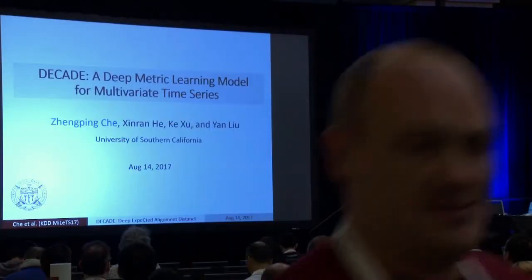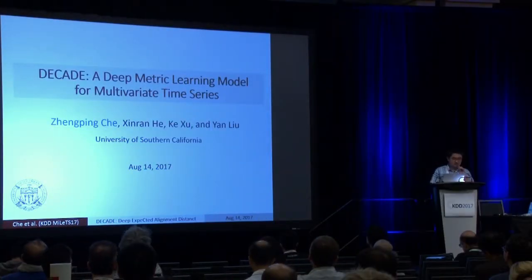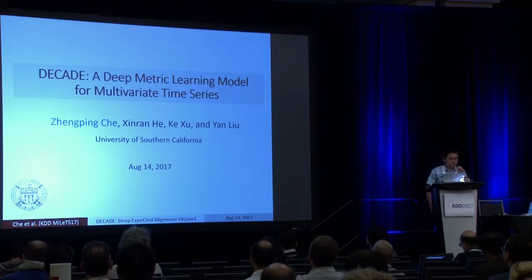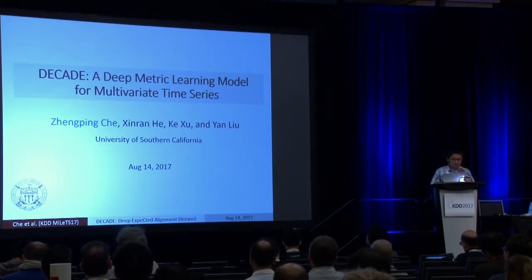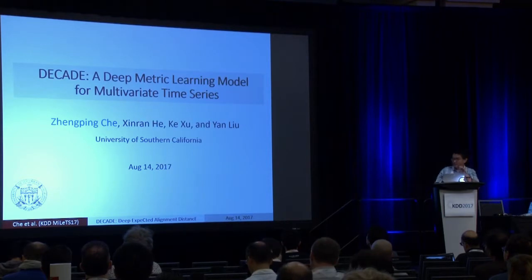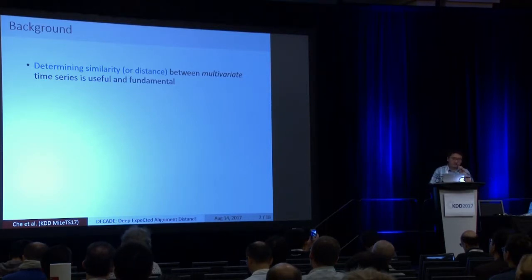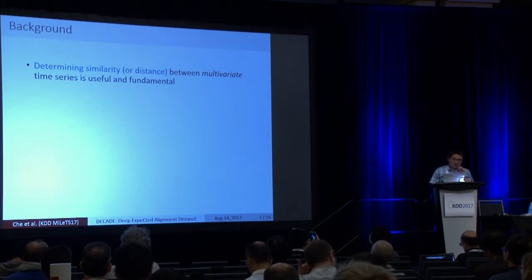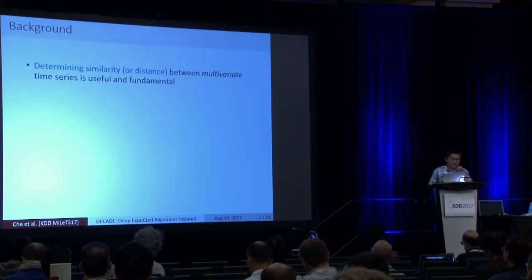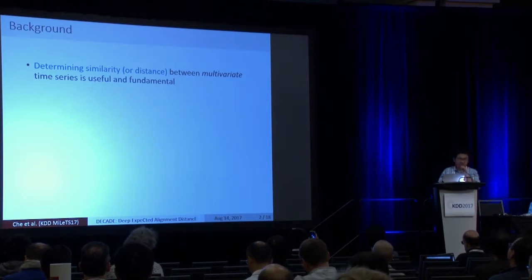Okay. Good morning, everyone. Today, I'm very glad to talk about our work on a new metric learning model for multivariate time series, which is called DECADE, the Deep Expected Alignment Distance. As we all know, time series data is becoming ubiquitous nowadays, and determining the similarity between multivariate time series, or calculating the distance between them, is very useful and fundamental.